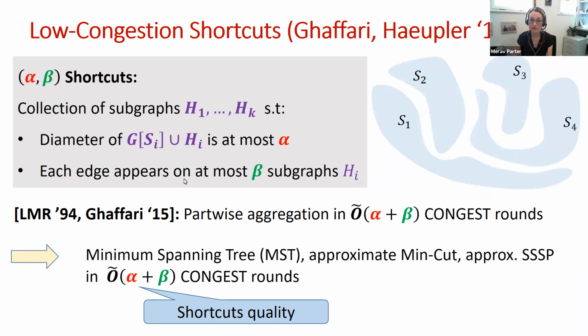And once we solve this partwise aggregation, we also almost immediately have a solution for minimum spanning tree. For some of the problems, you need to work harder, but you can obtain a solution that scales again linearly with the quality of the shortcuts. So really our goal is to provide shortcuts, given a graph, with the best quality possible.